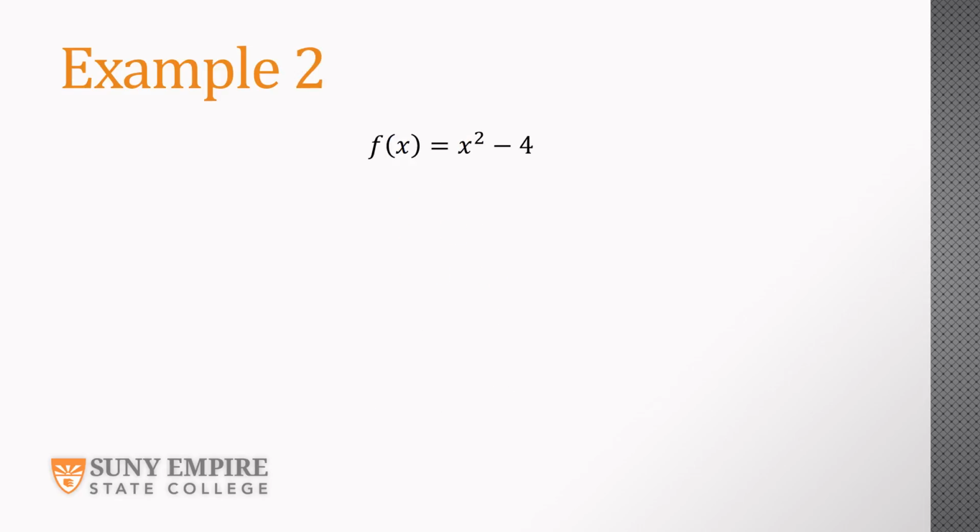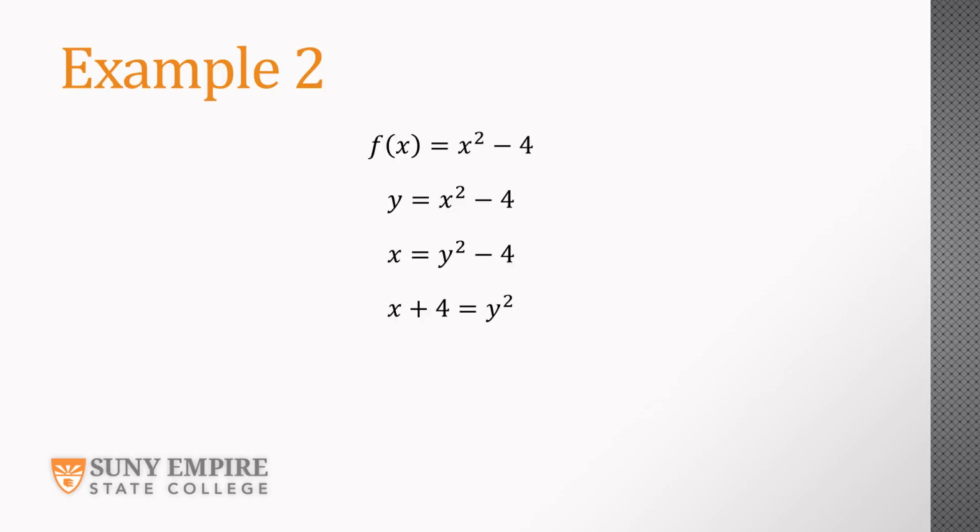What would be the inverse for the function f of x equals x squared minus 4? We start by switching out of function notation. We have y equals x squared minus 4. Switch around the x and y. We have x equals y squared minus 4.